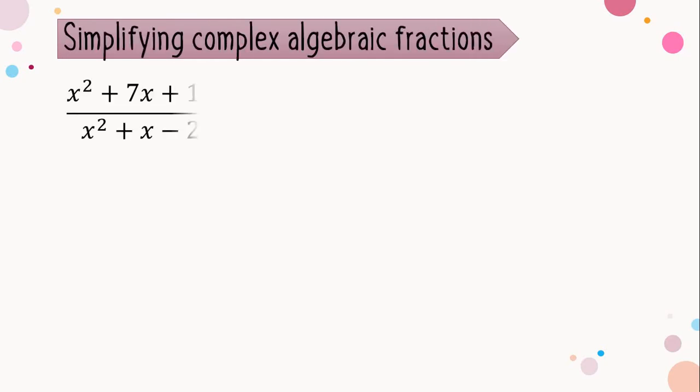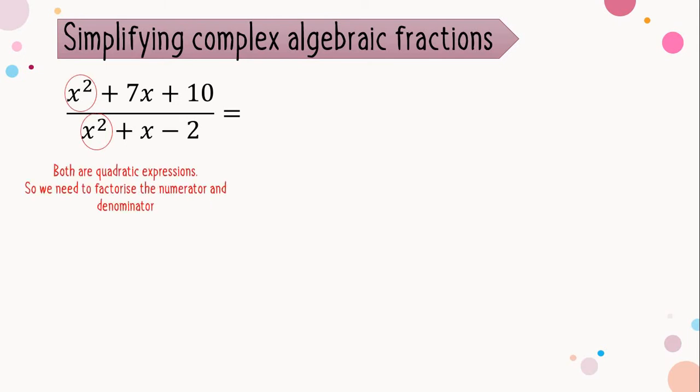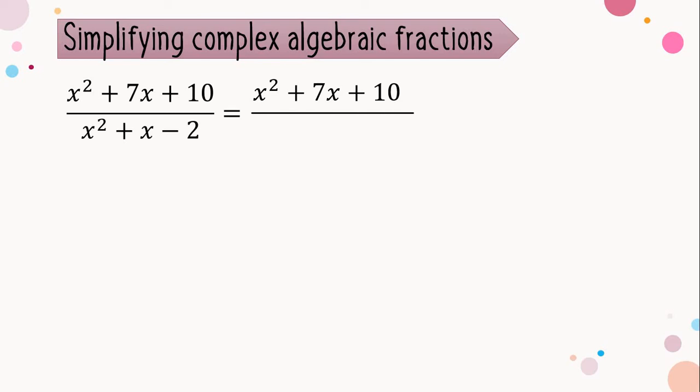Okay, next. x squared plus 7x plus 10 over x squared plus x minus 2. In this part, both of them are quadratic expressions. So we need to factorize the numerator and the denominator one by one. Okay, we will write x squared plus 7x plus 10. This is the quadratic expression for the numerator, and then x squared plus x minus 2, that is the quadratic expression for the denominator.